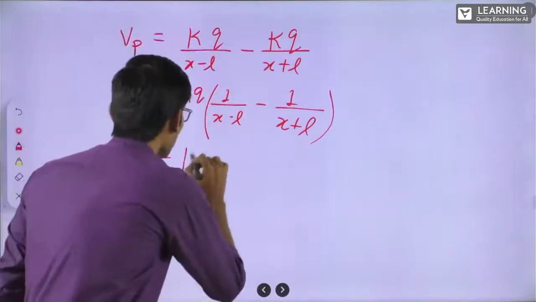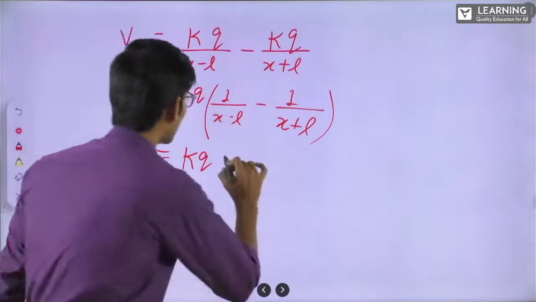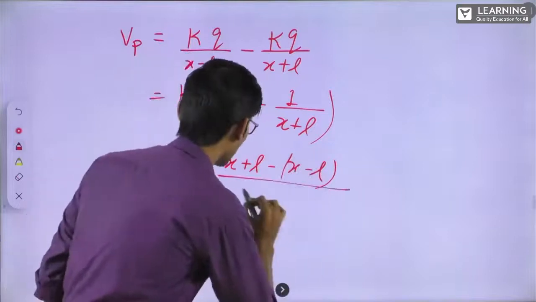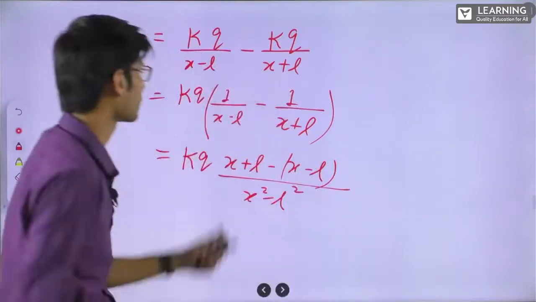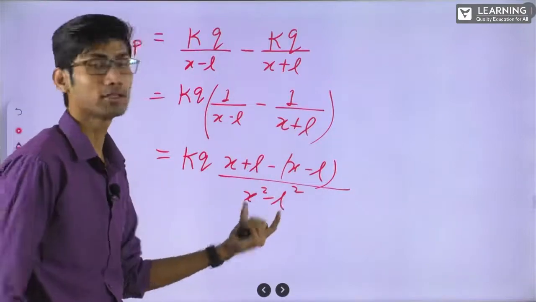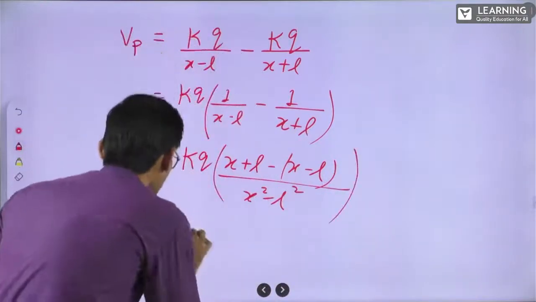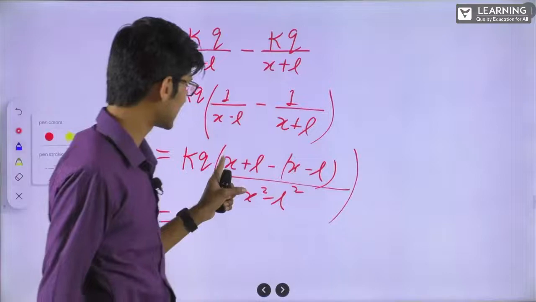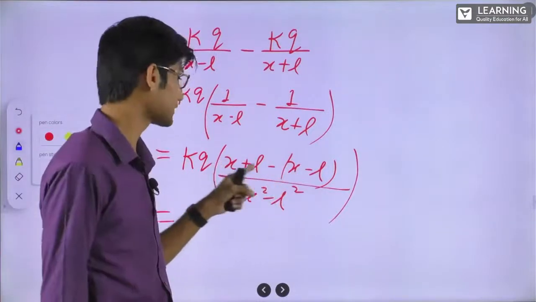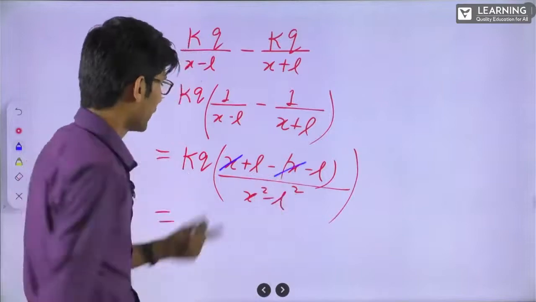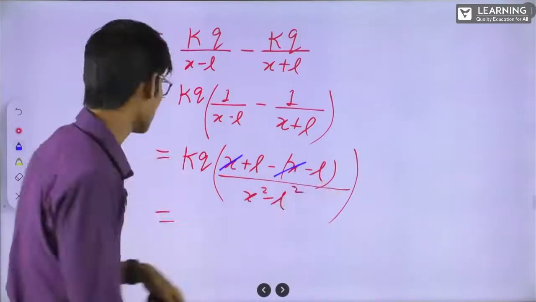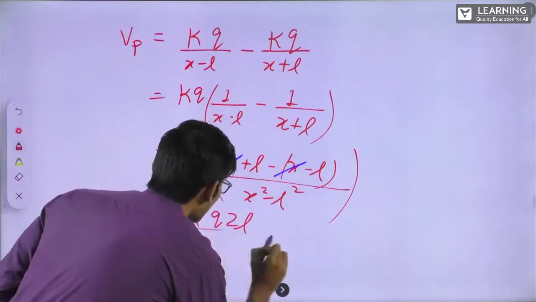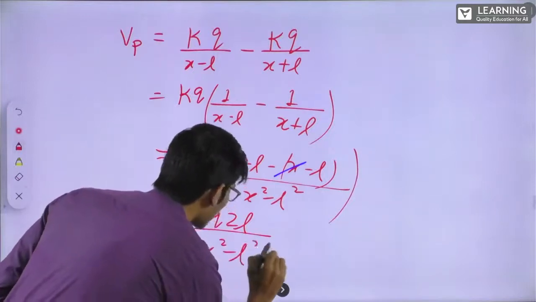So here kq, x plus L will come here, minus x minus L, divided by x square minus L square. Yes or no? x minus L into x plus L is x square minus L square. That is equal to, now here if you see, this x and this x will be cancelled. This is plus x, this is minus x, and this is plus L minus minus L, so 2L will be coming in the numerator. So this will be kq 2L divided by x square minus L square.